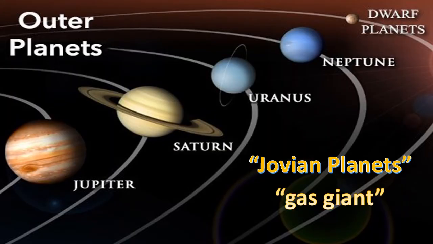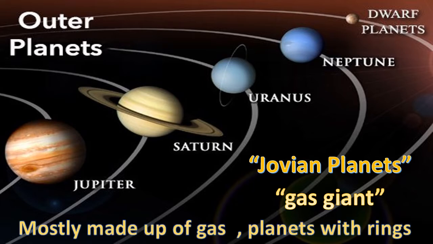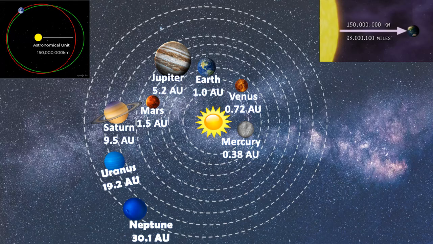The outer planets are Jupiter, Saturn, Uranus, and Neptune. The outer planets are also called the Jovian planets or the gas giants. These planets are mostly made of gas, and they have rings. These 4 planets are much larger than the inner planets. Everybody look at the solar system.